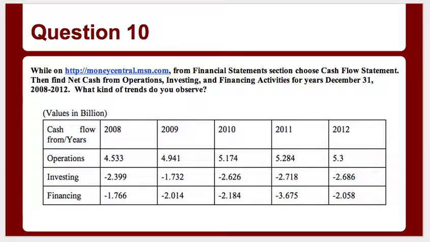The cash flow from financing activity from 2008 to 2009 decreased from negative 1.766 billion to negative 2.014 billion, and kept decreasing to negative 2.184 billion in 2010, and negative 3.675 billion in 2011, then increased to negative 2.058 billion in 2012.